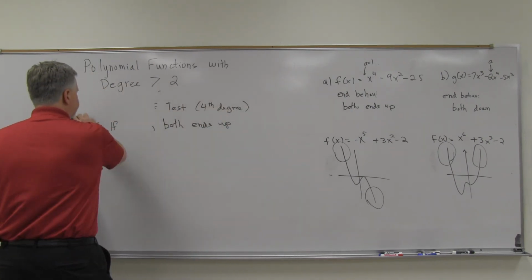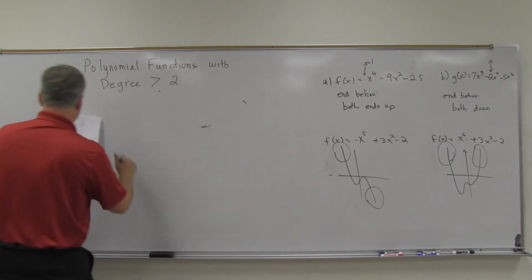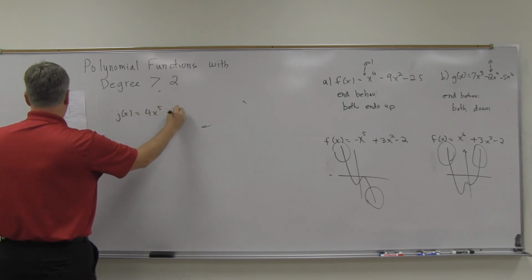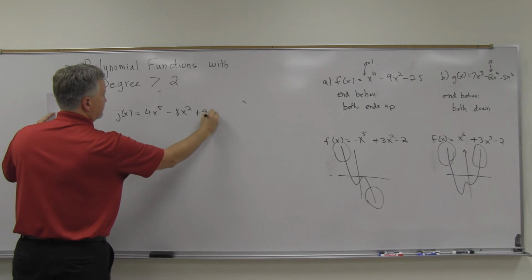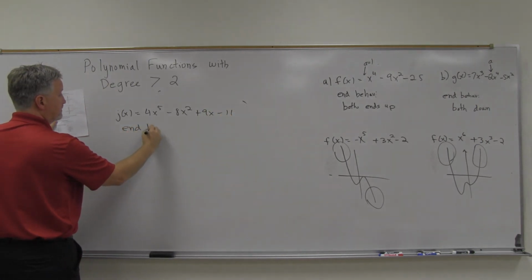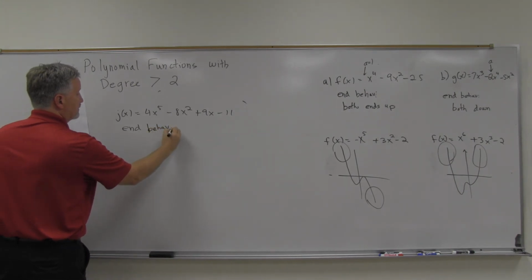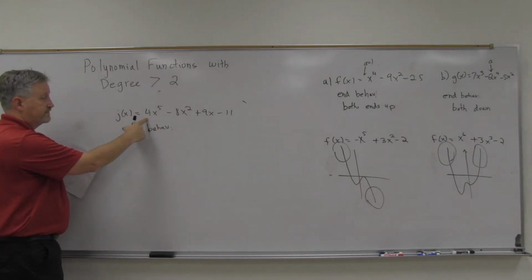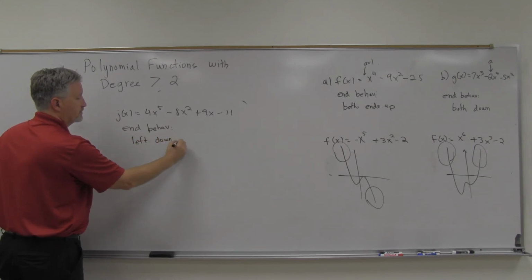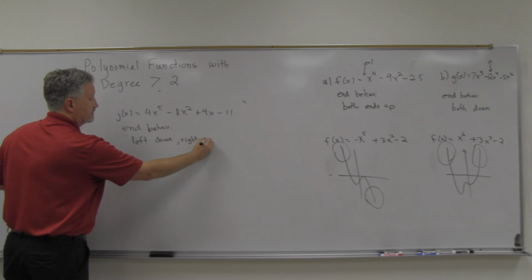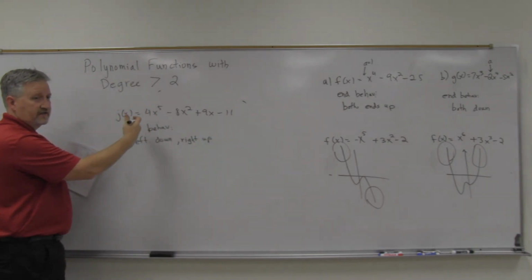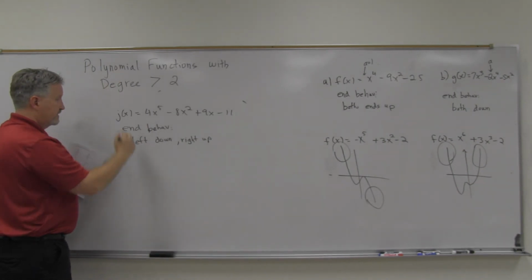So the last thing there, all right. We've got j of x, 4x to the fifth minus 8x squared plus 9x minus 11. So the end behavior, well, it's a fifth degree. Left down. A is positive, so it'd be left down, right up. This is an odd degree, so they alternate. The A is positive, so it's like the x cubed. The left would be down, the right would be up.